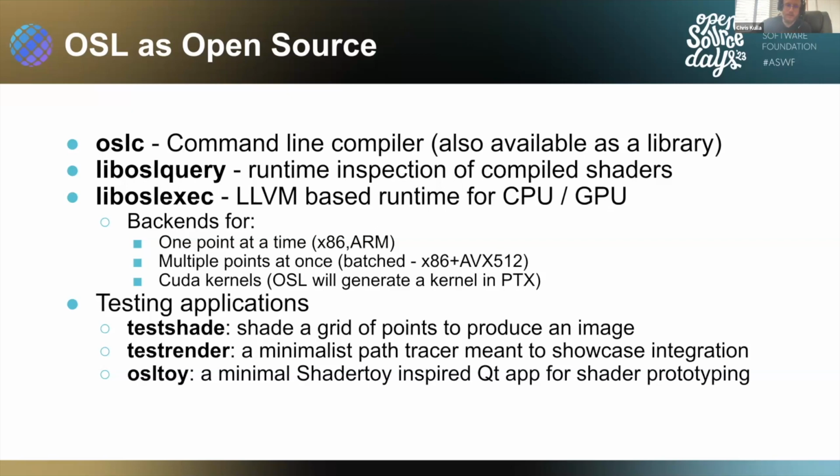On top of the core libraries, we also have a few testing applications, including testshade. This is really a small example that just shades a grid of points to produce an image. We have testrender, which is our minimalist path tracer, and it's really meant to just give you an example of how you could integrate OSL into your own renderer. And OSL Toy, which is kind of inspired by Shadertoy. It's a small Qt UI application for shader prototyping. It basically does the same thing as testshade. It just has a small UI in front of it.